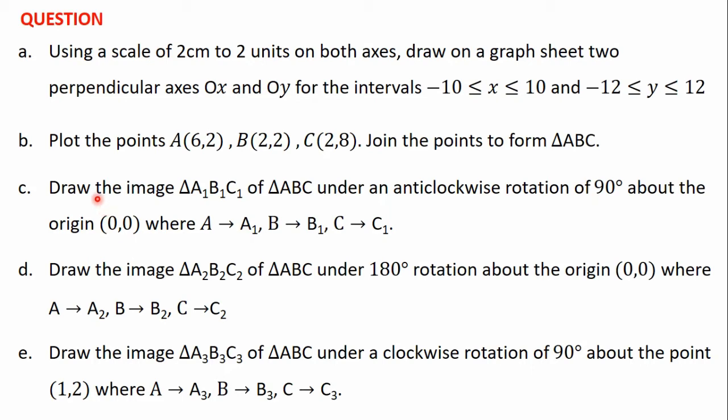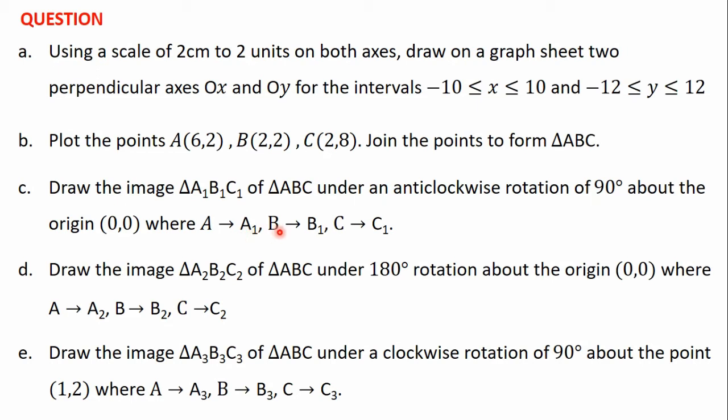The C part says that we should draw the image triangle A1, B1, C1 of triangle ABC under an anticlockwise rotation of 90 degrees about the origin O, where A maps to A1, B maps to B1, and C maps to C1. So this means that we are going to draw triangle A1, B1, C1, which is the image of triangle ABC. So as you can see here, A will give us A1, B will give us B1, and C will give us C1. Now in order to get A1, the question says that we should rotate point A through a 90 degrees angle in the anti-clockwise direction. So you rotate point A through the 90 degrees angle in the anti-clockwise direction to get A1.